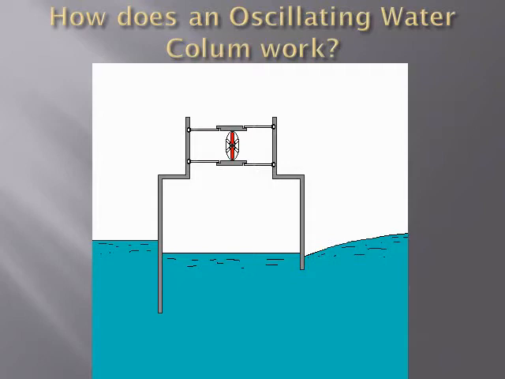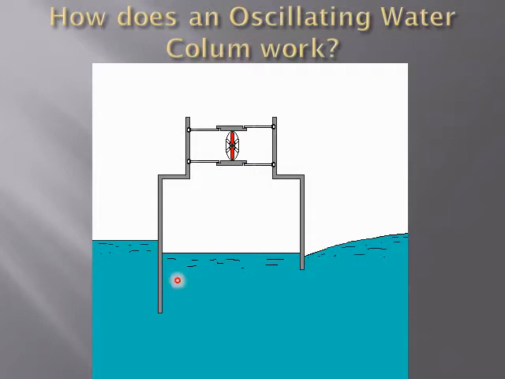Now we are going to learn about wave energy. Okay, one of the most common ways that they get wave energy. There's lots of different methods that they use. They want you to know specifically about a thing called an oscillating water column, or OWC. Okay, an oscillating water column works in the following ways.